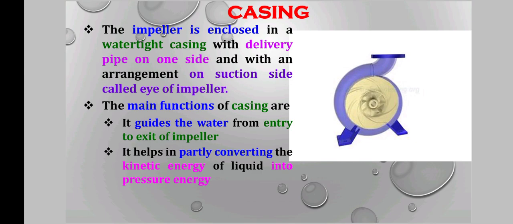Casing. The impeller is enclosed in a watertight casing with a delivery pipe on one side and with an arrangement on the suction side called the eye of the impeller. The main functions of the casing are: it guides the water from entry to the exit of the impeller. It helps in partly converting the kinetic energy of the liquid into pressure energy.